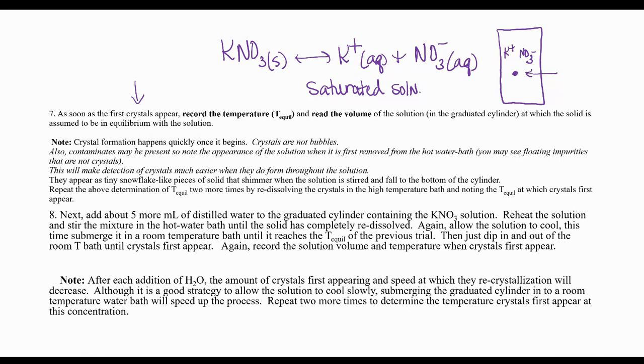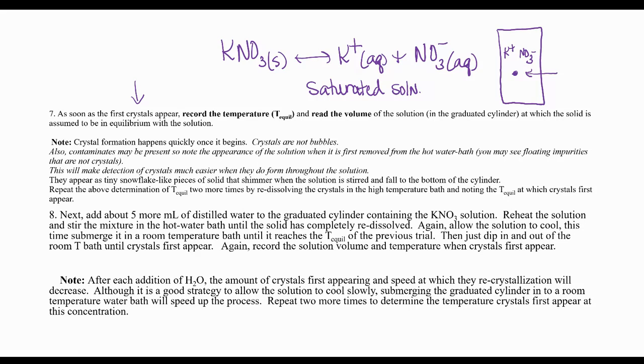Okay, so as soon as the first crystal appears, it's going to look like a little flake. You're going to record that temperature, and you're going to read the volume of the solution in the graduated cylinder. Crystals form pretty quickly when they start to form. They're kind of hard to see because they're very tiny, snowflake-like pieces.